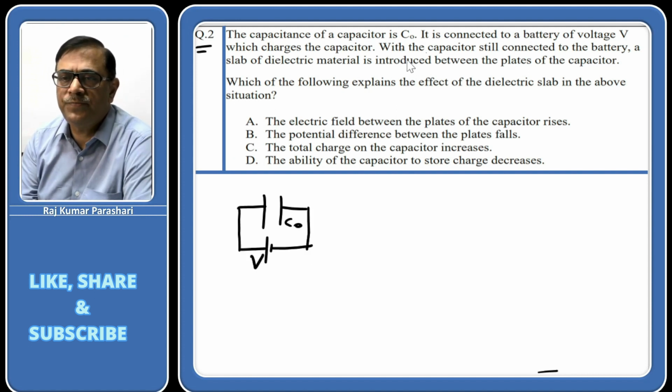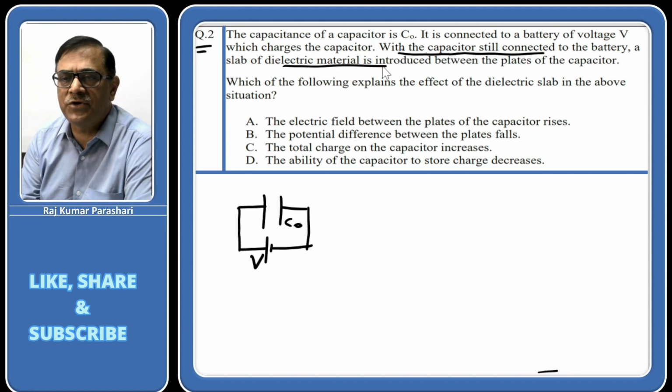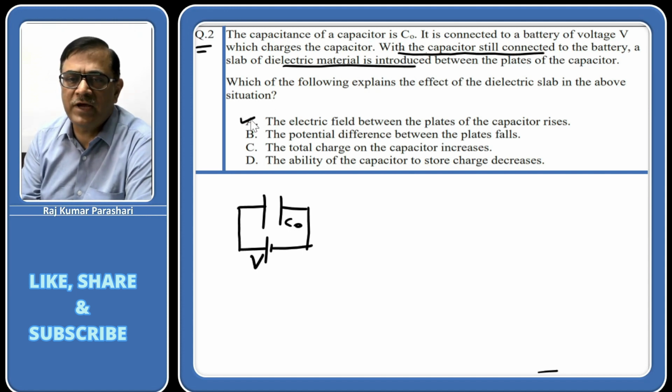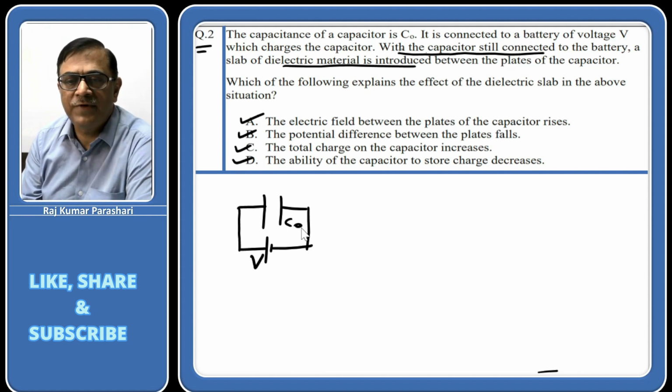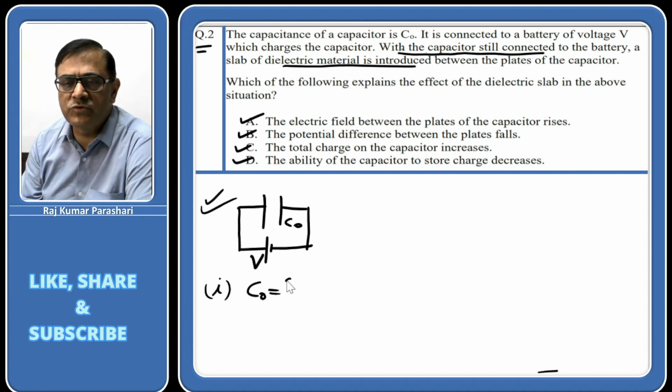Now, according to the problem, while the battery remains connected across the ends of the parallel plate capacitor, a dielectric is introduced, and we are supposed to investigate these 4 options. One of them is correct. So before I do this, I would like to discuss various points associated with this circuit only. The first point is the capacitance of this parallel plate capacitor, given by the expression C naught is equal to epsilon naught A by D.